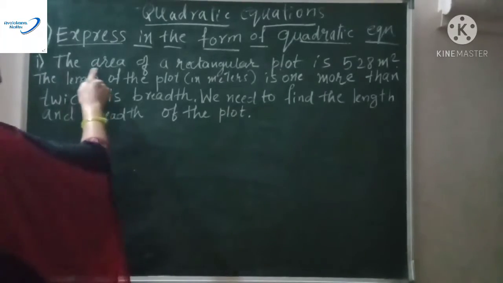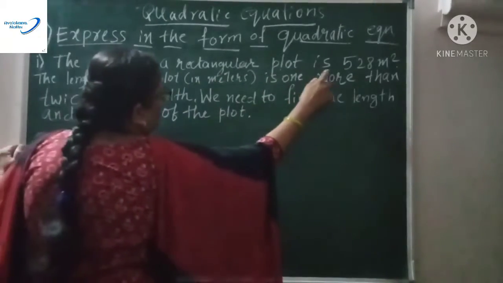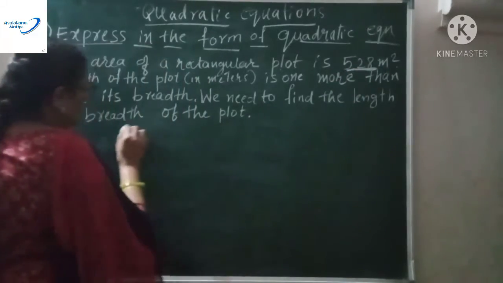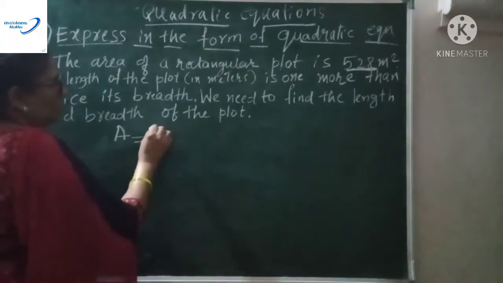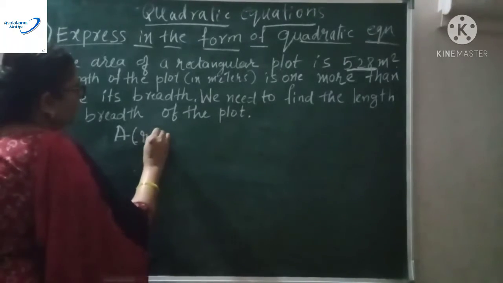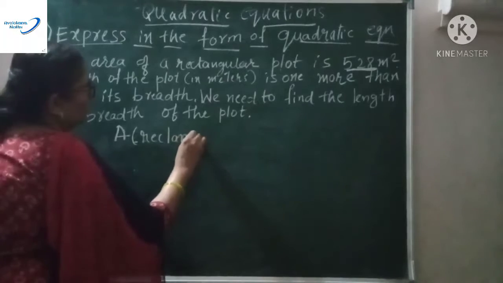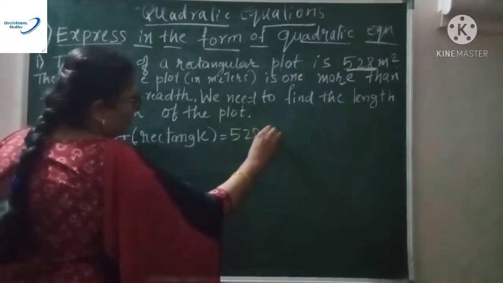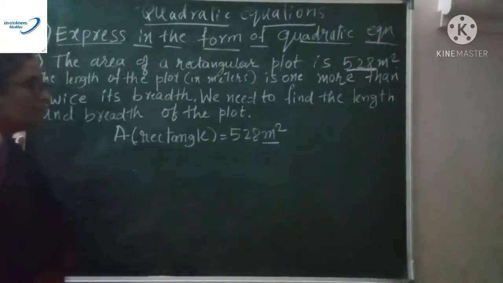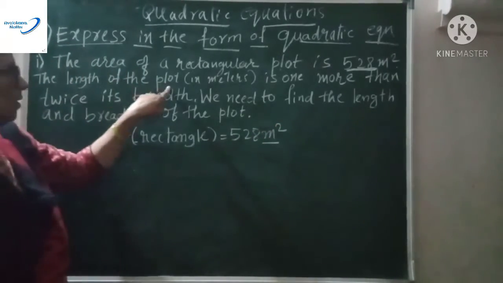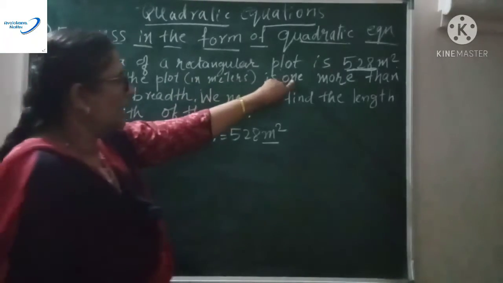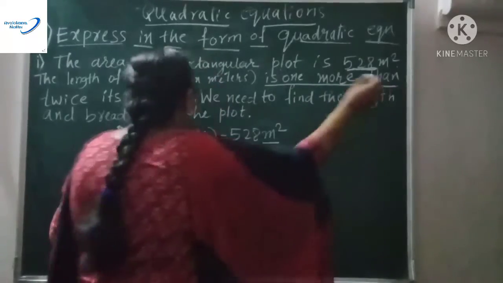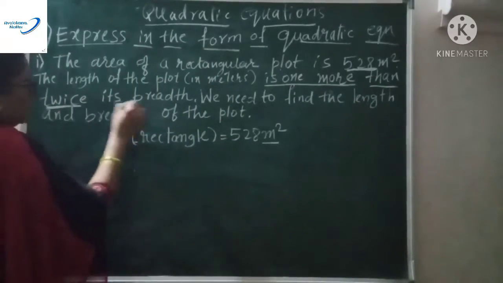Now listen. The area of a rectangular plot is 528 square meter. So one thing you are given here: area is equal to, obviously it is a rectangle. The area of the rectangle is equal to how much? 528. Remember to write the units, square meter. So the length of the plot in meters, of course, is one more. The condition starts from here: one more than twice its breadth.